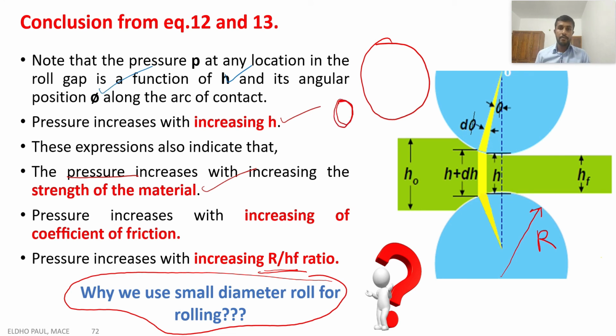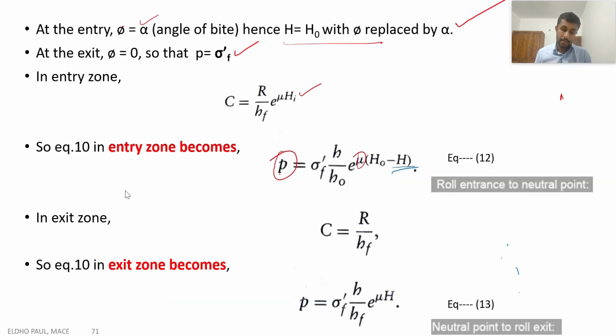We already discussed planetary roll and four-high roll, where we use small diameter rollers. What is the reason? When we use a small diameter roller, this R by hf value will decrease. If R is decreased, then R by hf value also will decrease. When R by hf value decreases, the pressure required for the rolling operation also will decrease. See this equation, here we have a C value, C.